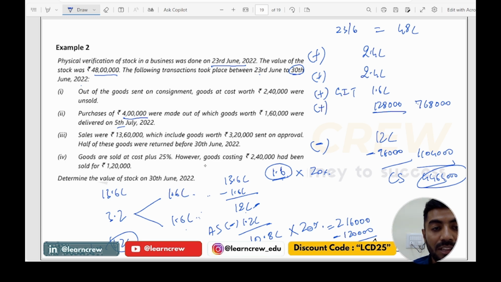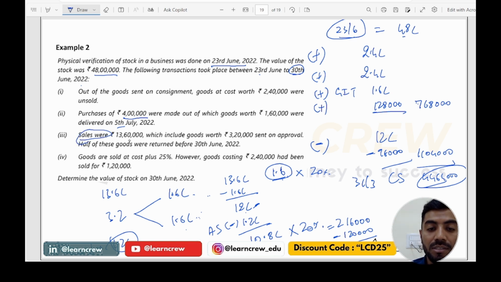Here mainly three adjustments. One is the closing stock is given as on 23/6, so we need to find closing stock as of 31st March. Okay. So in that we are adding and reducing a few items, but the main adjustment here is with respect to sales. Sales, what happened?